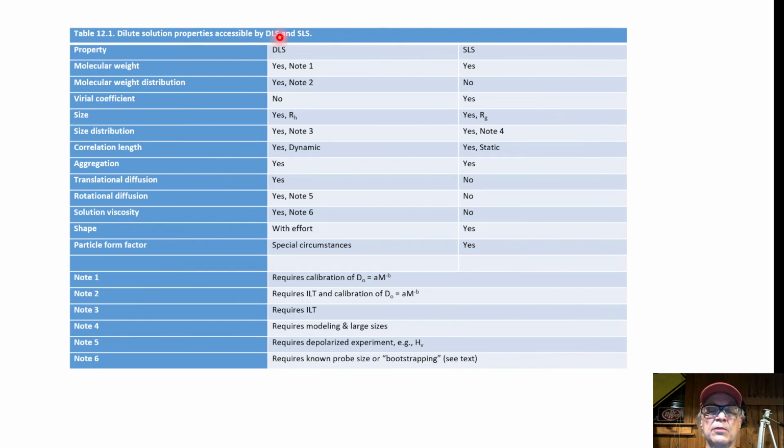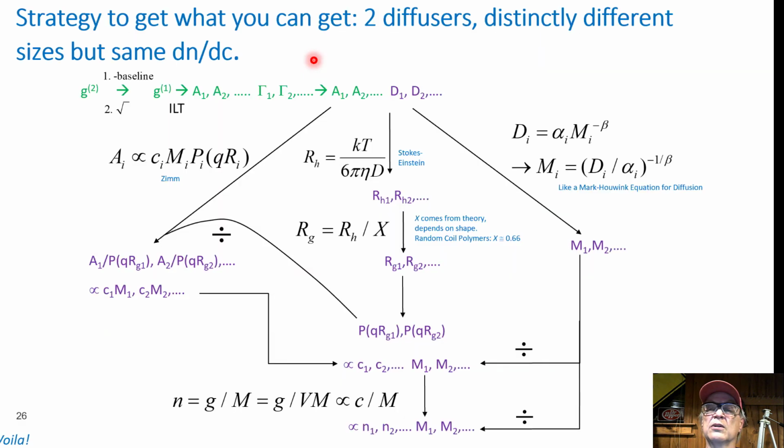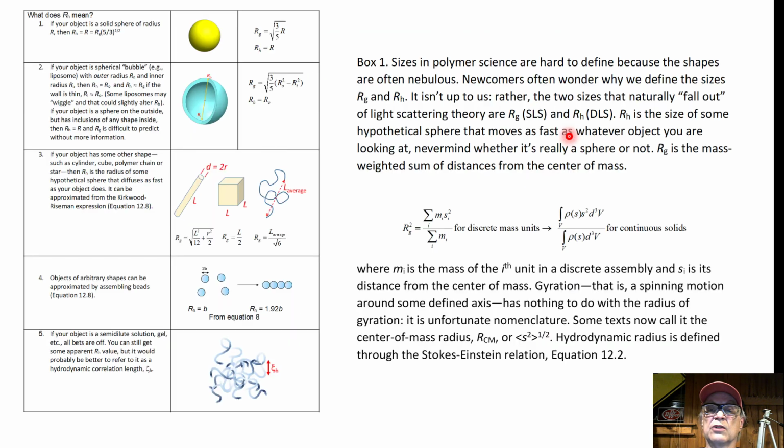This summarizes some of the differences between static and dynamic light scattering. Molecular weight: DLS can do it, sort of. You need a Mark-Houwink type calibration. See, we just had it here. There it is. If you've actually made the connection between diffusion and molecular weight, you can measure the diffusion, get out the molecular weight, just like intrinsic viscosity would.